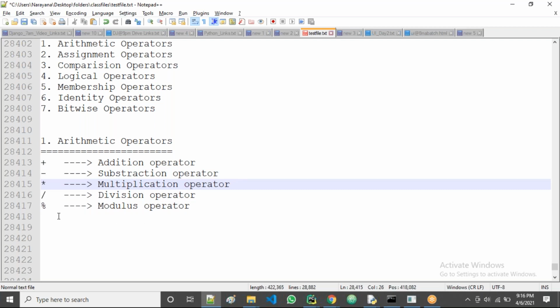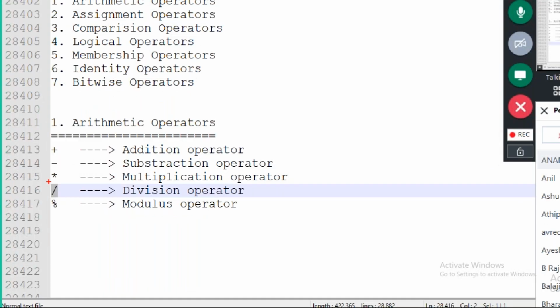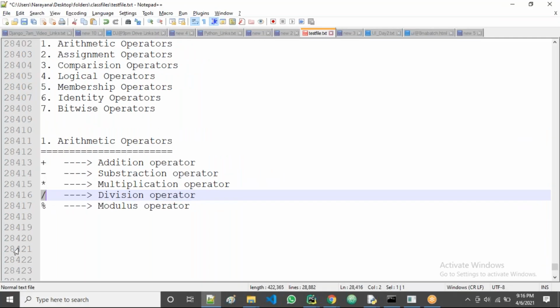So next one, this is the division. Now all of you observe. This is division, and this is multiplication. Generally, these five are the arithmetic operators, guys.